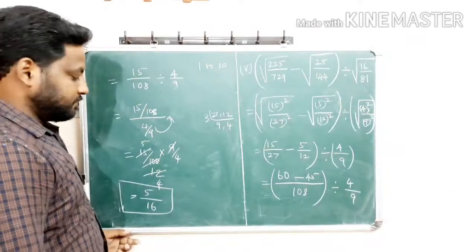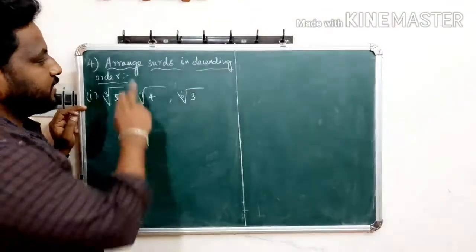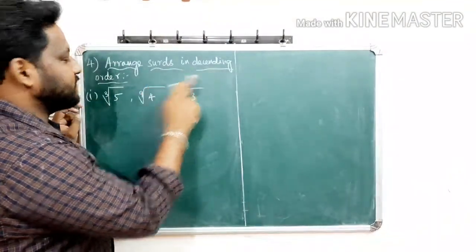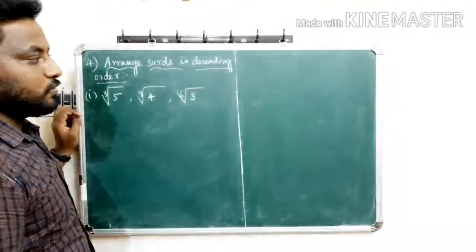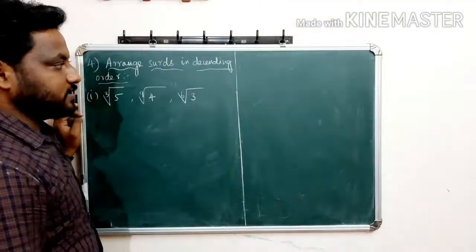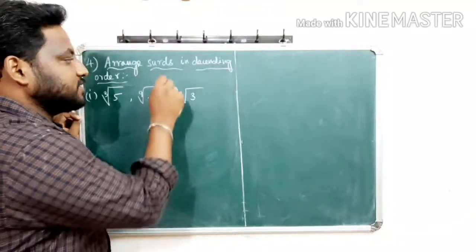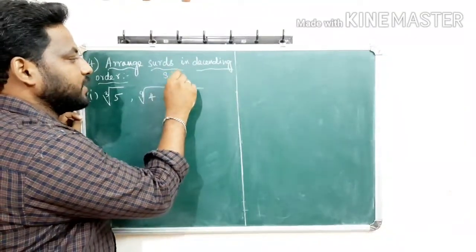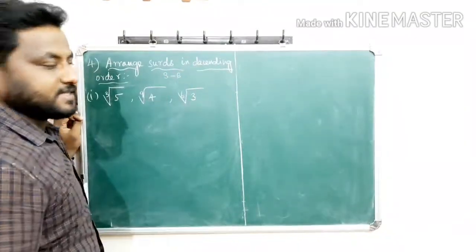Clear? And then fourth question, arrange sets in descending order. You know what is ascending order, what is descending order. Ascending order means small to big. So that is ascending order.